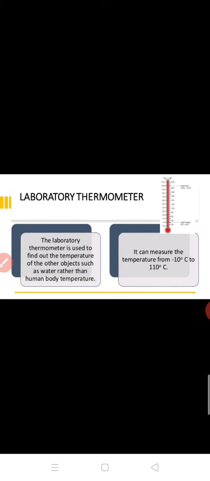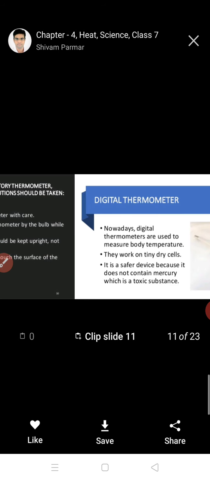Also, as you did in the case of clinical thermometer, if you want to find out how much a small division on this thermometer reads, you would need this information to read the thermometer correctly. Now, what precaution should we take while using a laboratory thermometer? Handle the thermometer with care. Do not hold the thermometer by the bulb while taking a reading. The thermometer should be kept upright, not tilted, and the bulb should not touch the surface of the container.